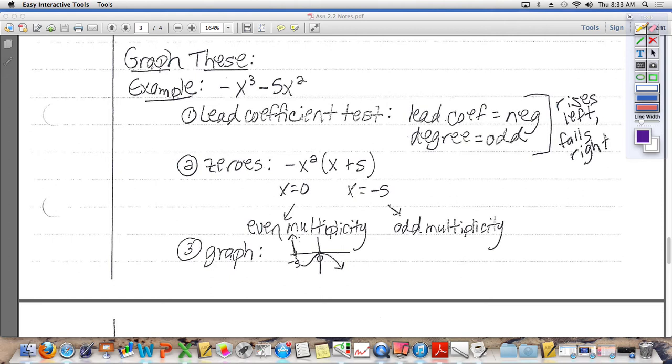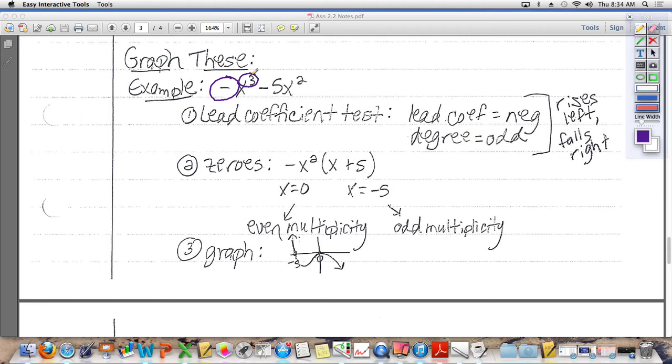All right, so the lead coefficient. Look at the lead coefficient. That's this number right here. Is it positive or negative? Negative. It's a negative x cubed. Therefore, I wrote down negative, and you're probably going to want to write that stuff out when you're working on these by yourself. The degree. The degree is the highest power. What is the highest power? It's 3, which is odd. Now, if you look back, if the lead coefficient is negative and the degree is odd, that tells you that it's going to rise left and it's going to fall right. Again, you should have that information right in front of you when you're working on these.